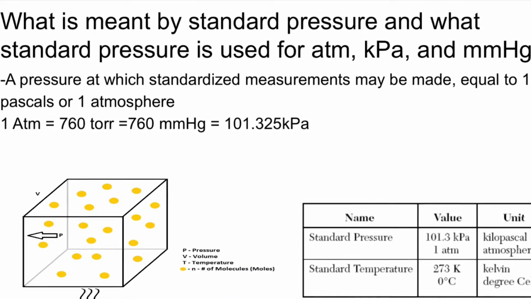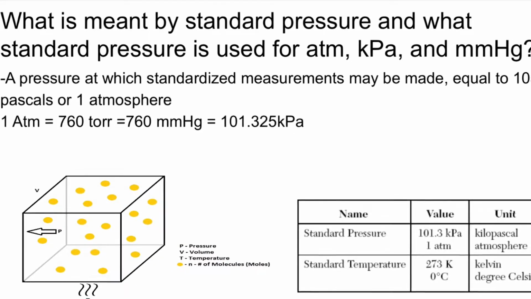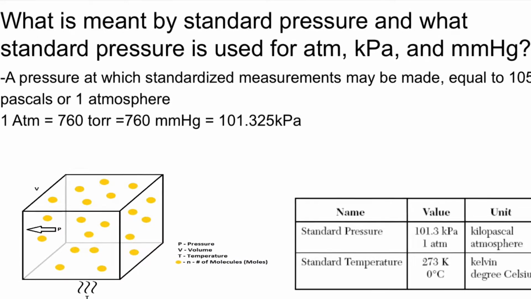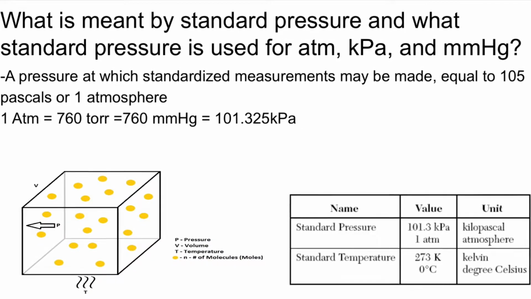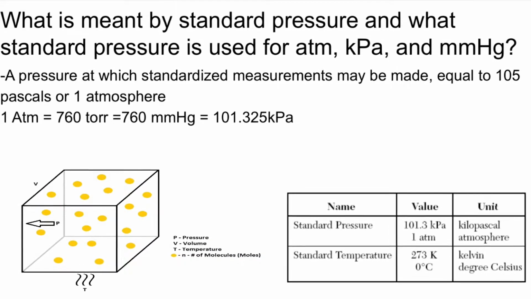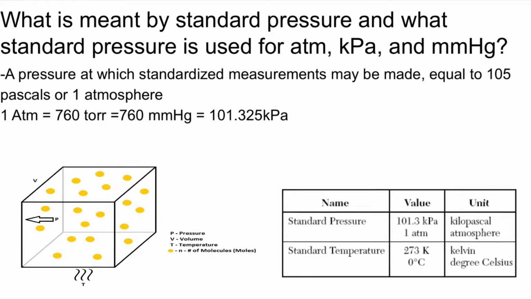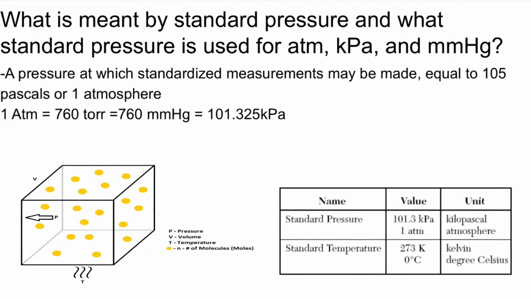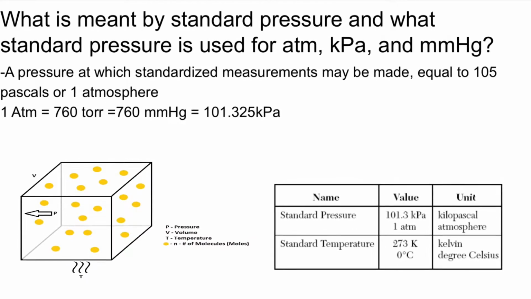What is meant by standard pressure and what standard pressure is used for ATM, kPa, and mmHg? A pressure at which standardized measurements may be made equal to 10^5 pascals or 1 atmosphere. 1 ATM equals 760 torr, which equals 760 mmHg, which equals 101.325 kPa.